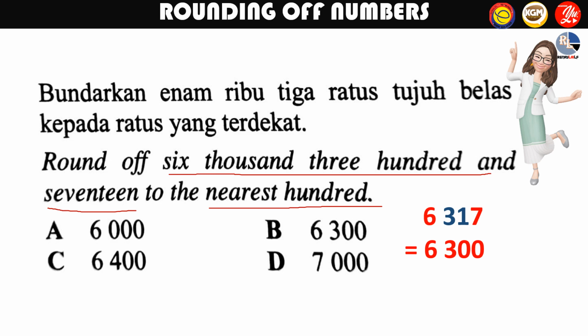6,317. Alright, so we are supposed to circle 3 numbers at the back. Then we look for the first 2 numbers, 31. So look at the second number, it is 1. What are we going to add to 3? Yes, we're going to add 0. So that's how the last answer is 6,300.